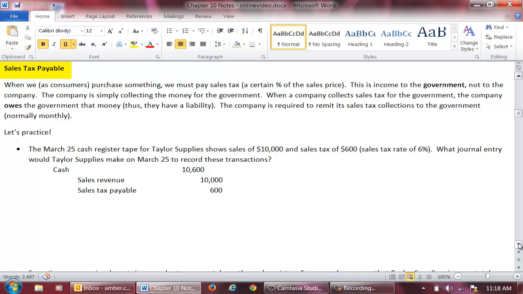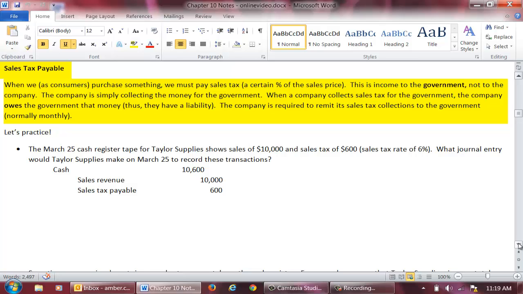Now let's talk about sales tax payable. We, as consumers, pay sales tax on goods we purchase. This sales tax is income to our state and or local governments. It is not income to the businesses that collect it. Businesses are charged with the duty of collecting sales tax and then remitting it to the applicable government agency.